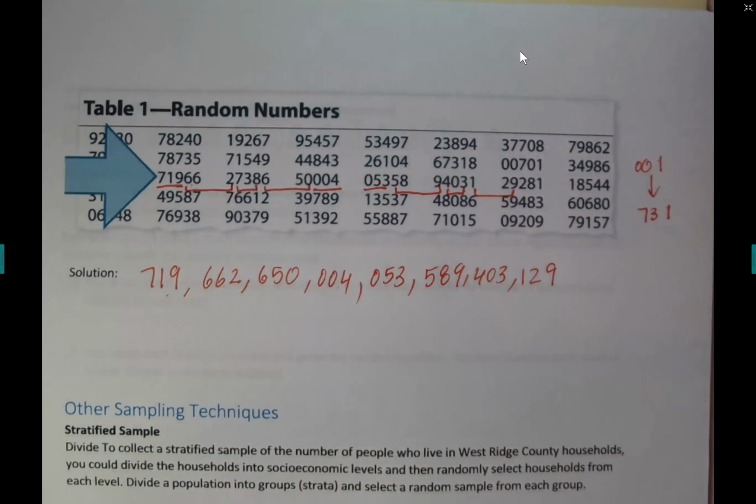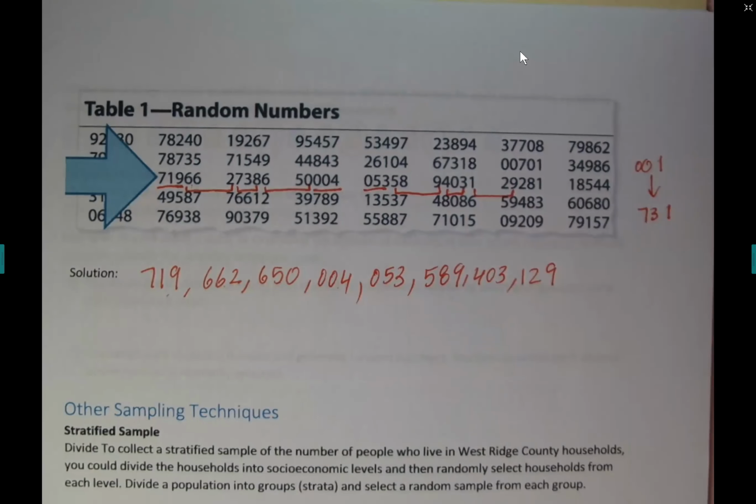This is called the random sample. If you ever see this in the homework, guys, they will tell you exactly where to start, and you just start counting exactly as I did here and get the numbers. This is called the random table generator.